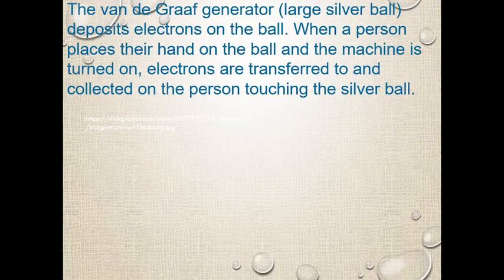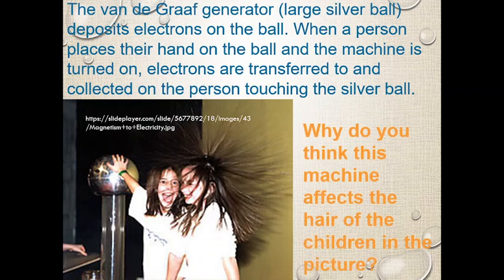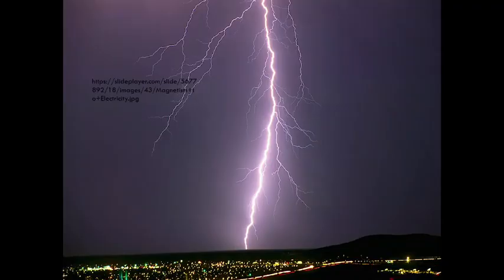The Gauss generator, a large silver ball, deposits electrons on the ball. When a person places a hand on the ball and the machine is turned on, electrons are transferred to and collected on the person touching the silver ball, like this. This is the example of the large silver ball. Why do you think this machine affects the hair of the children in the picture? Please think about this question.